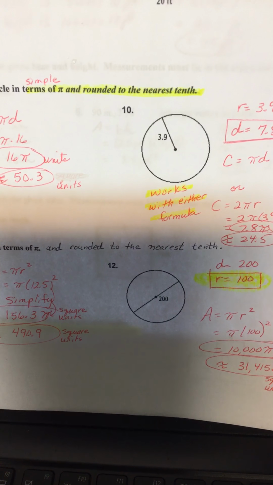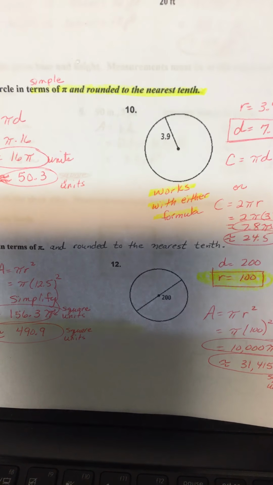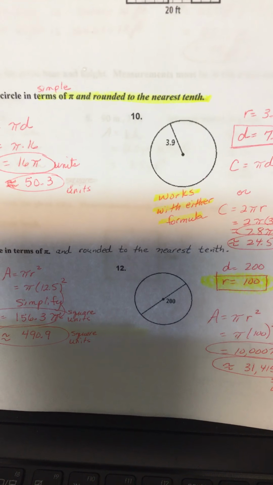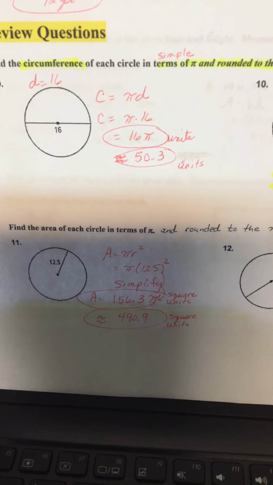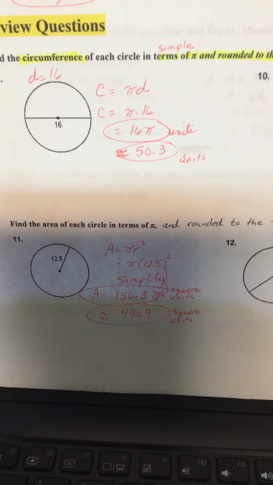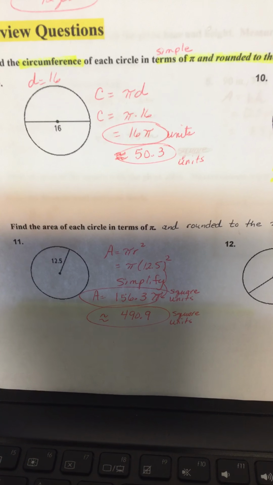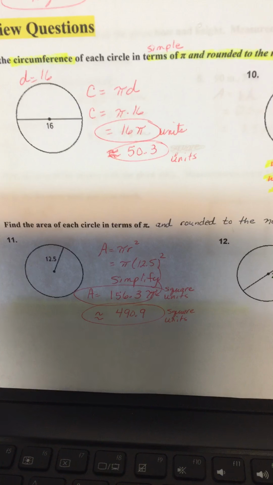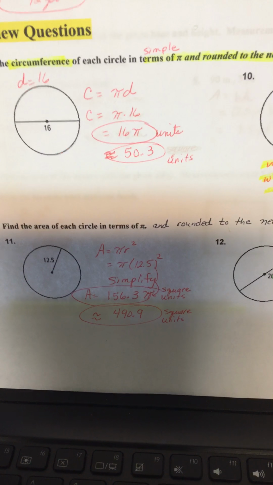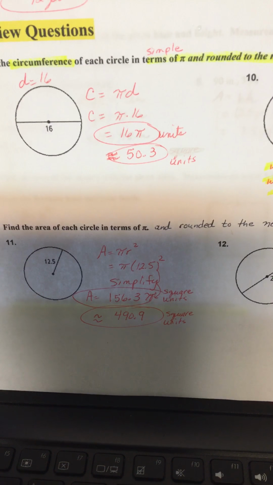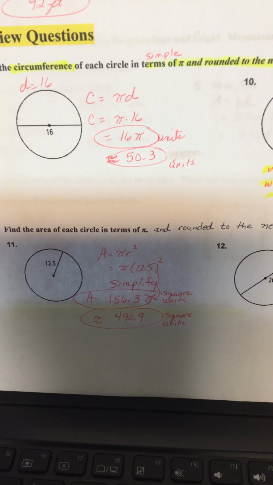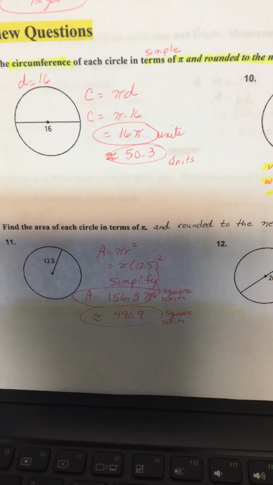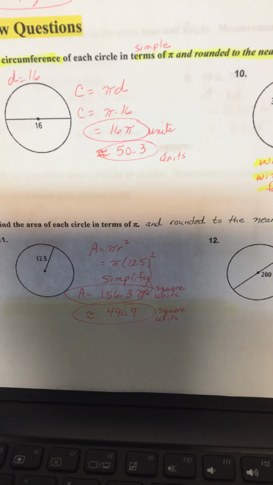Down here, I meant to say round to the nearest tenth. I see that I didn't do that on the original worksheet, but you'll be asked to do that on your test, so make sure you're doing that as you work through these problems. Pi r squared, r is 12.5. Please square it and then write your answer in simple pi form. 12.5 squared is 156.3 pi. Multiply that out, you get 490.1 square units.